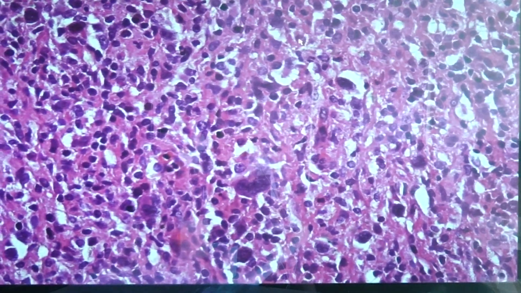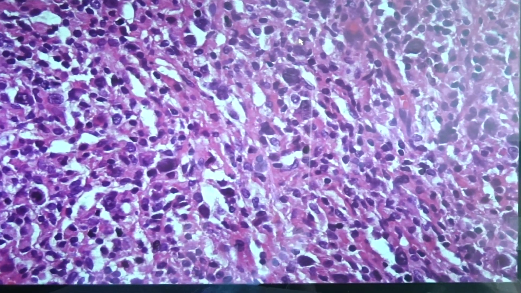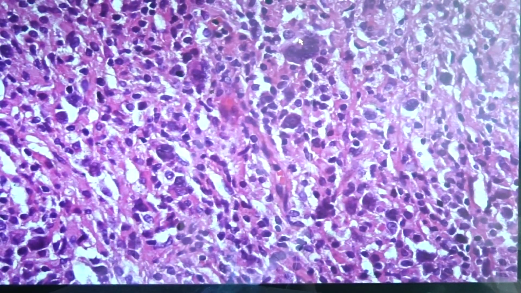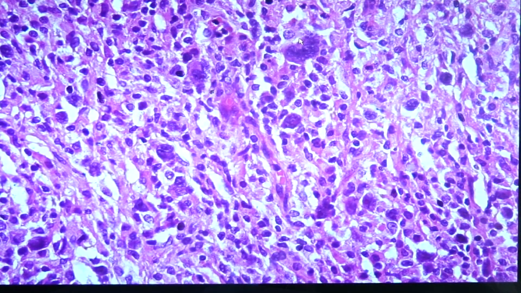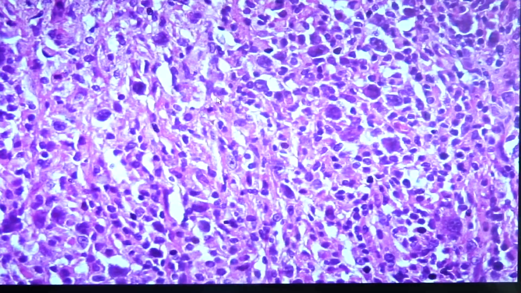Now we go into the high power magnification. Okay, so you look at the population. Okay, do all look neoplastic? So there are some cells that are small, okay, and there are some cells that are large. So it's not monotonous. So this is most probably a Hodgkin's lymphoma.